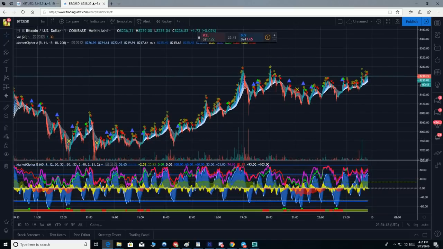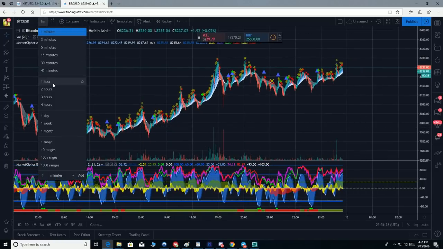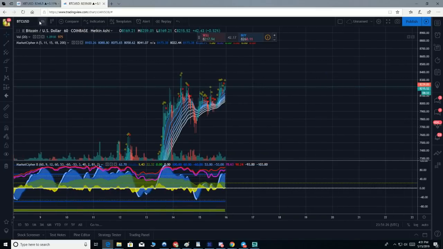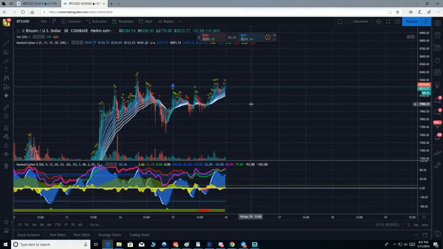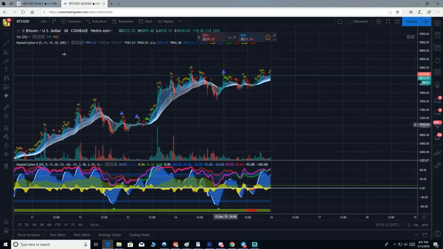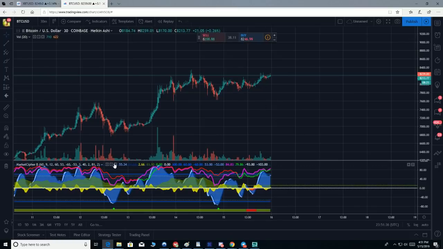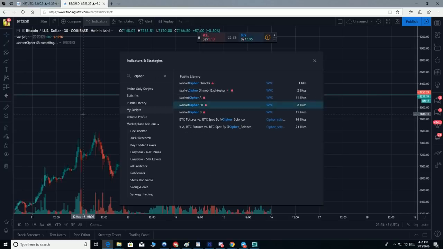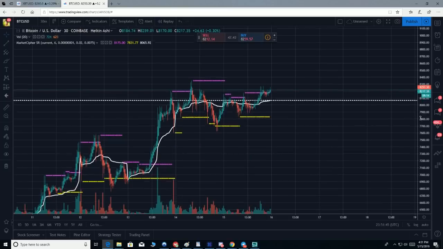I believe that covers it for the Market Cipher A and B. So let's go ahead and move on to Market Cipher support and resistance.